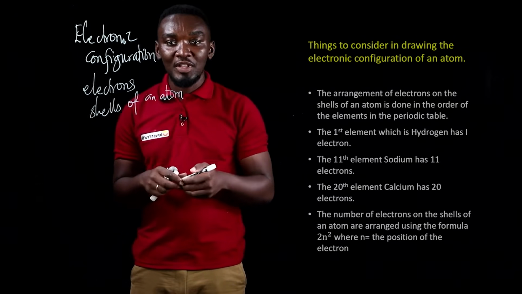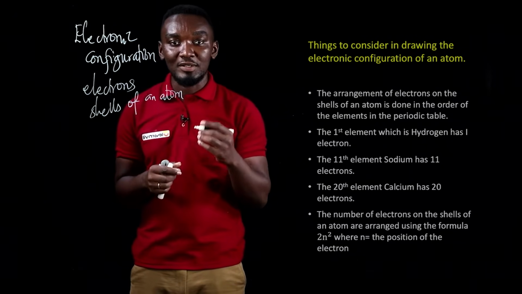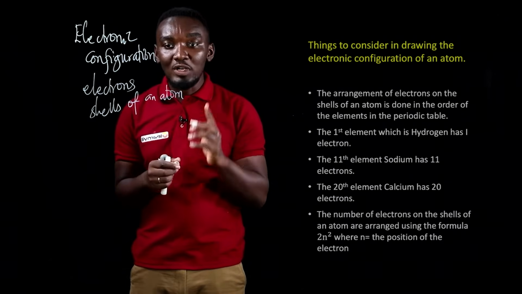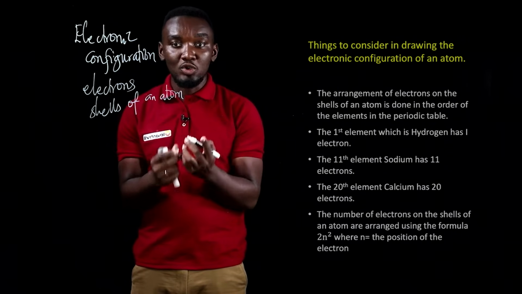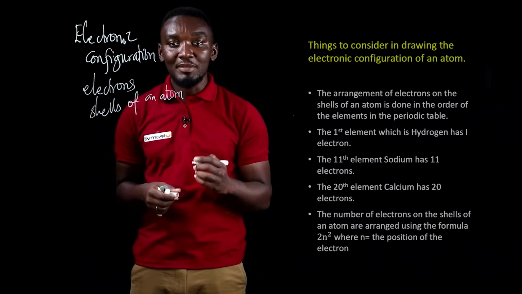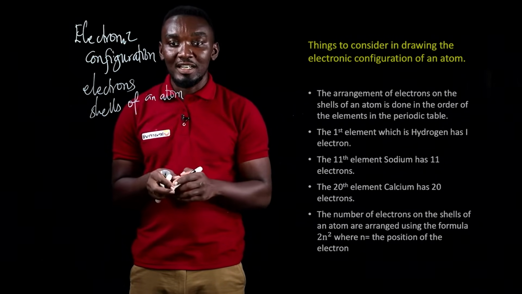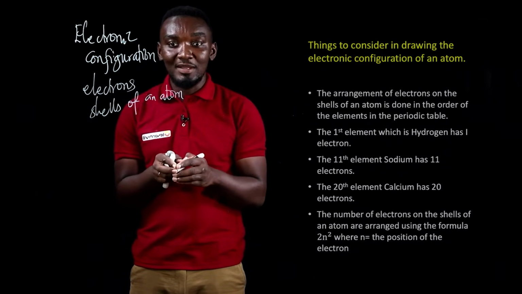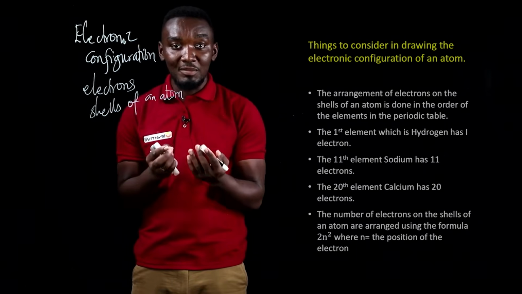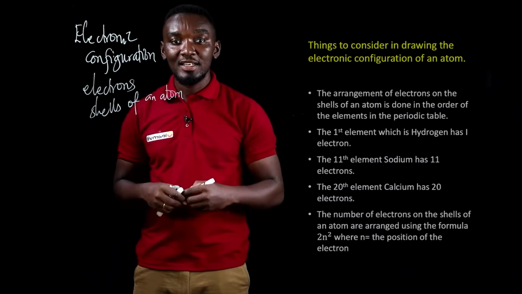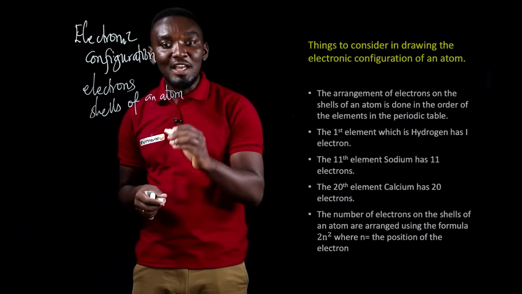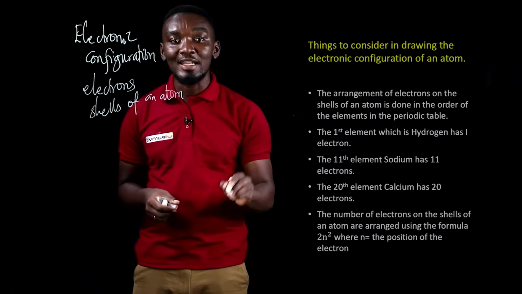For example, hydrogen is element number 1, so it has only 1 electron. When we take sodium, it is element number 11, so it will have 11 electrons. And when we take calcium, it is element number 20, so it will have how many electrons? 20 electrons.